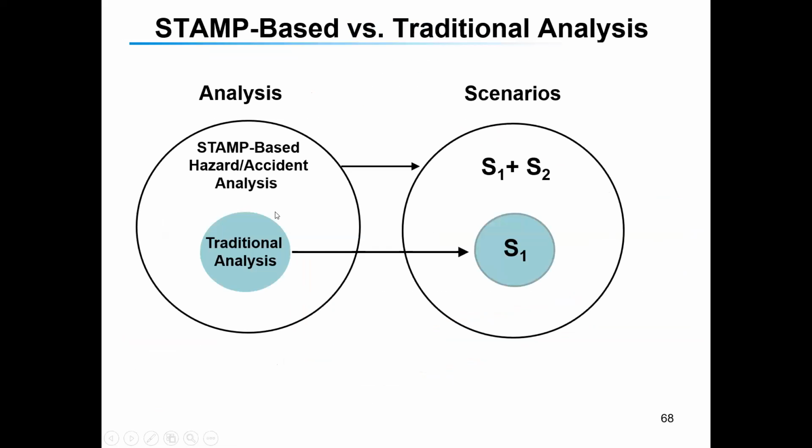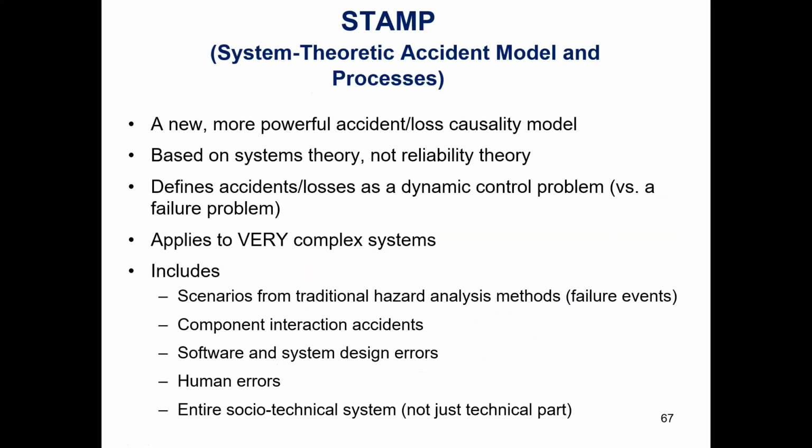STAMP itself stands for System-Theoretic Accident Model and Processes. It's a new, more powerful accident and loss causality model. It's based on systems theory. It defines accidents and losses as a dynamic control problem versus a failure problem. It applies to very complex systems.